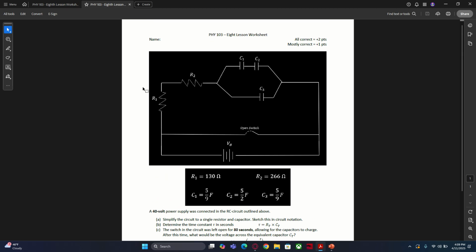Well, first thing that we can look at is resistor 1 and 2. They are in series, so we can simplify them in one step. As far as our capacitors, C1 and C2 are in series, so we will simplify those first. Then we will simplify C12 and C3 through our parallel formula.